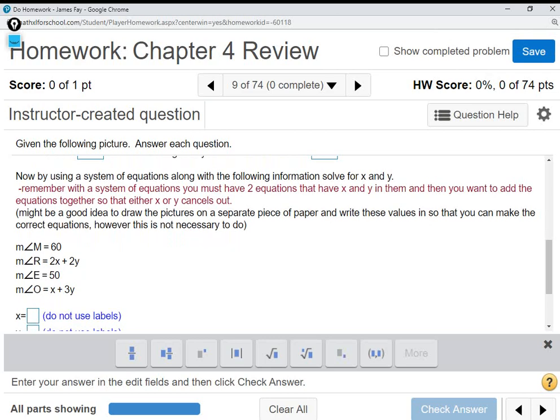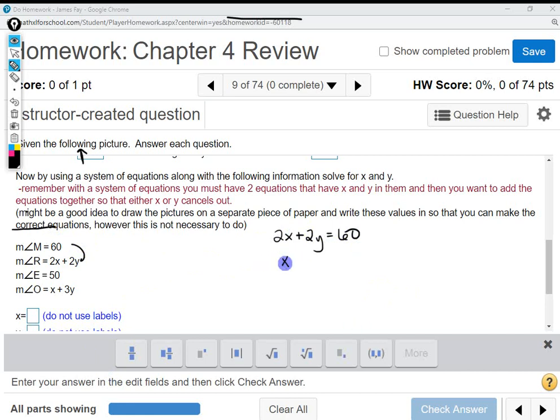So I'm going to get 2x plus 2y equals 60. That's by taking M and R and setting them equal to each other. And I'm going to get x plus 3y equals 50 by setting E and O equal to each other.